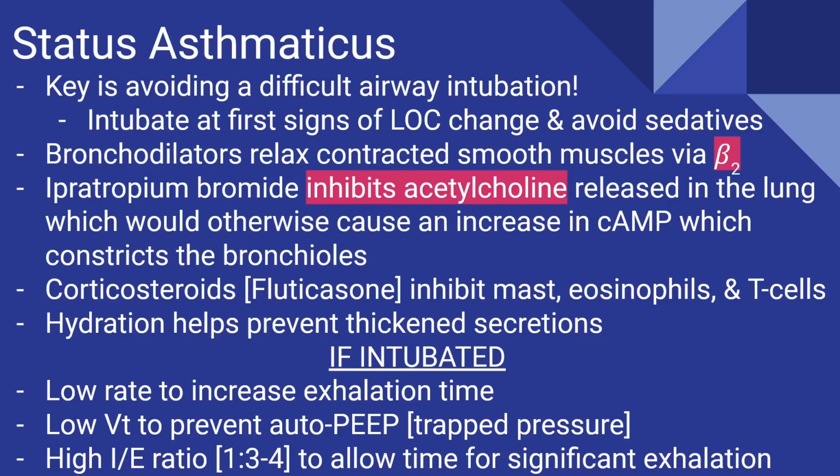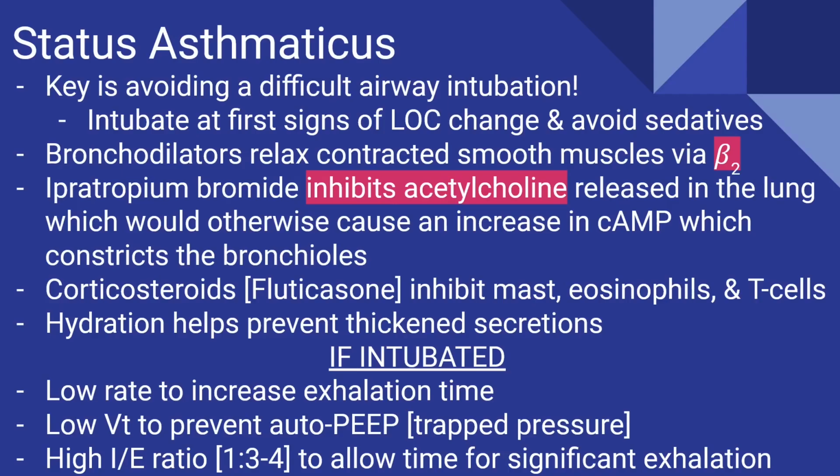And so when you have your status asthmaticus patient and they're already intubated, we want to keep a lower rate to improve the exhalation time. So if we can improve how long they're exhaling and ensure that they're getting rid of that CO2, that's wonderful. We also want to have a lower tidal volume to prevent any excessive air trapping. If we're pushing in and really forcing in this air, and then it's not able to come out, we're going to get something called autopeep, or trapped pressure at the end of exhalation. It's going to be trapped, and that's what's going to lead to your barotrauma, your pneumothorax.